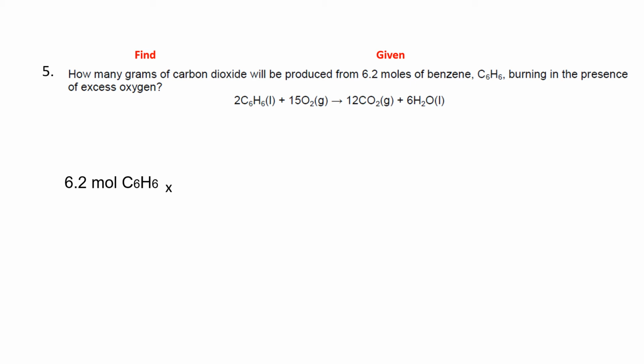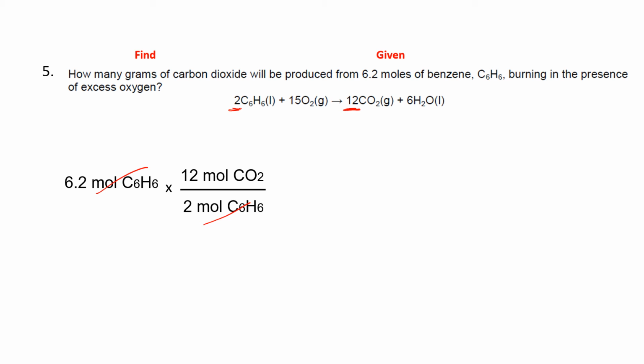We want moles of benzene to be in the denominator. So our next step is going to be our mole ratio. If we take a look at the equation, benzene has a coefficient of 2. That's going to go in the denominator. We're trying to get to carbon dioxide, so we're going to use the coefficient of 12 for carbon dioxide. So when we plug that in, 2 moles of benzene will go in the denominator, 12 moles of carbon dioxide will go into the numerator. Moles of benzene cancel, and right now we're at moles of carbon dioxide.